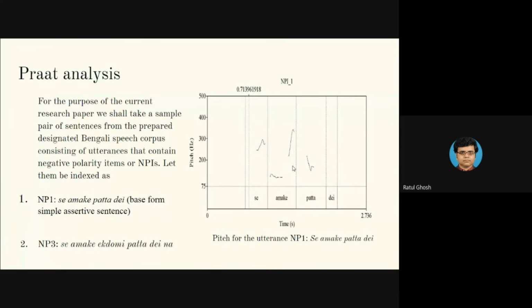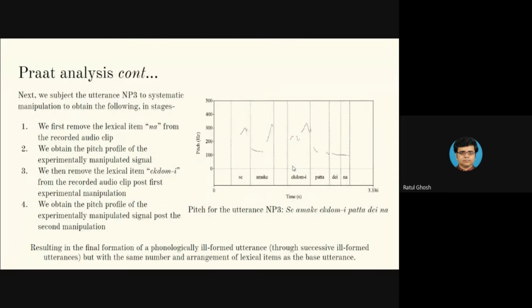For the purpose of the current research paper, we shall take a sample pair of sentences from the prepared, designated Bengali speech corpus consisting of utterances that contain negative polarity items. They're indexed as NP1, "she amake patta day", which is the base form, and NP3, "she amake ekdomi patta day na".